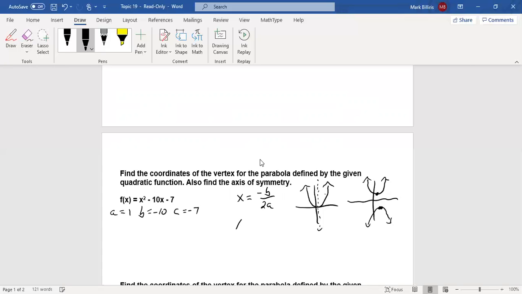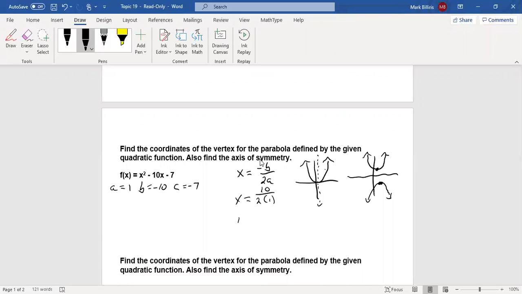So to find the x value, we use the formula the opposite of b. So the opposite of negative 10 is positive 10 over 2a, so that would be over 2 times 1. So x would equal 10 over 2, which equals 5. So the x value of our vertex is 5. Now the equation of our axis of symmetry, remember the axis of symmetry is a vertical line, so it's going to be x equals, and it equals the x value of our vertex, which we just found to be 5. So that would be our axis of symmetry.